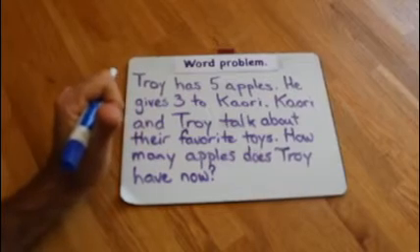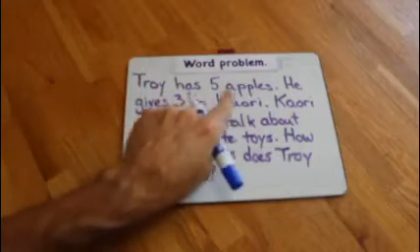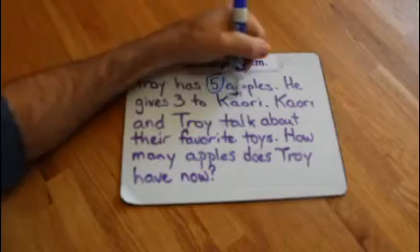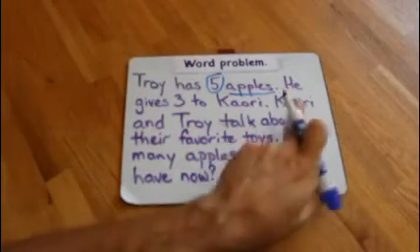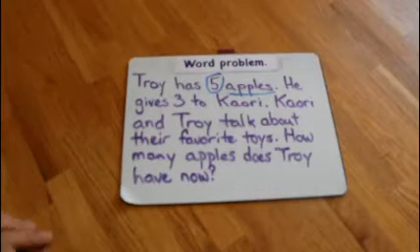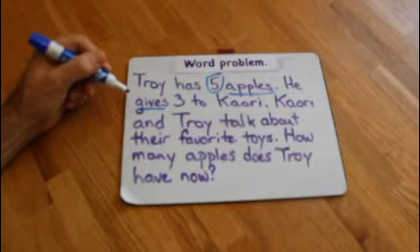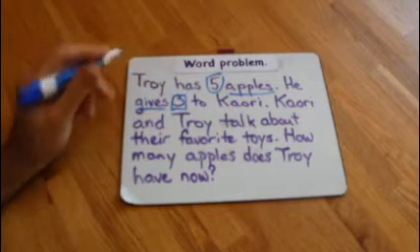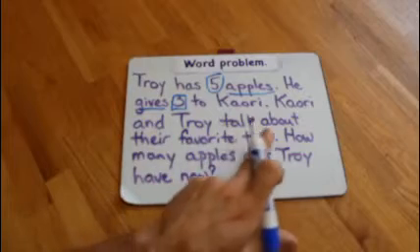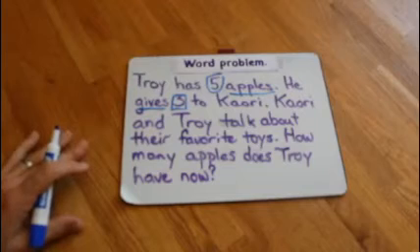Quick mental math. But let's talk about what's important here. Troy has 5 apples. What's important? The 5 apples. He gives 3 to Kaori. What's important? He gives, that means we're going to take them away from him and give them to Kaori. 3 to Kaori. Kaori and Troy talk about their favorite toys. Not important to this problem right now.